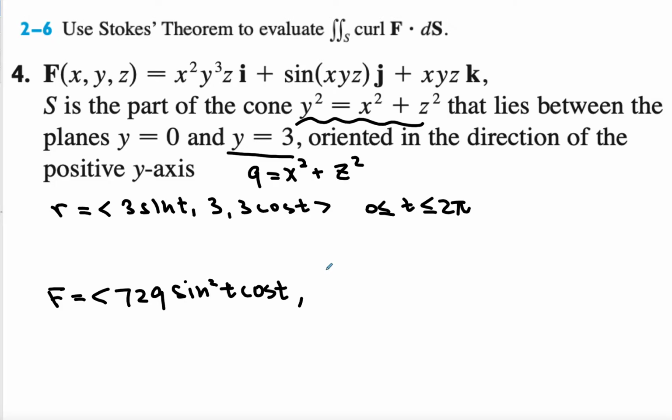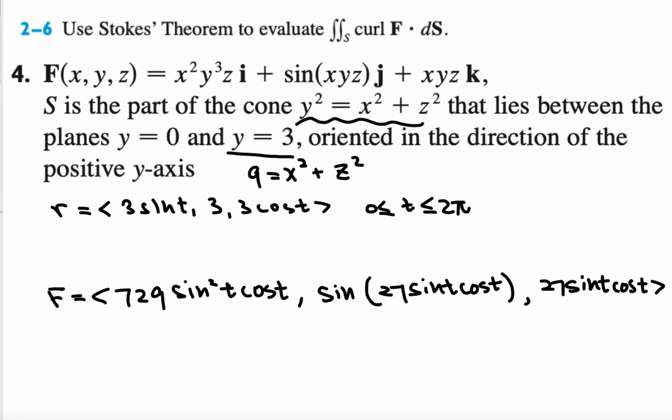How about the second one? The second one is sine here, but x, y, z are all multiplied together, so we get 27 sine t and then cosine t. It looks very complicated, sine, cosine within the sine function. The third one is this x, y, z, which is 27 sine t cosine t. So that's basically what we have.